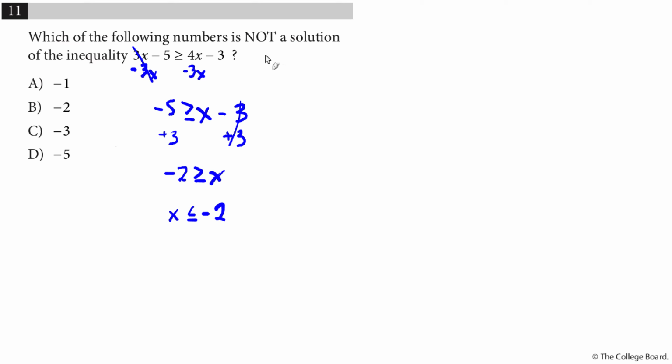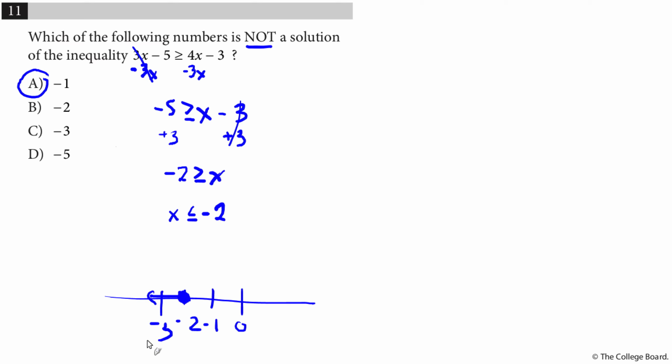And so I want to figure out which is not a solution. The only one of these that is not less than negative 2 is negative 1. As a quick reminder, if I have 0 here, negative 1, negative 2, negative 3, you can see that negative 1 is to the right, less than would be the left.